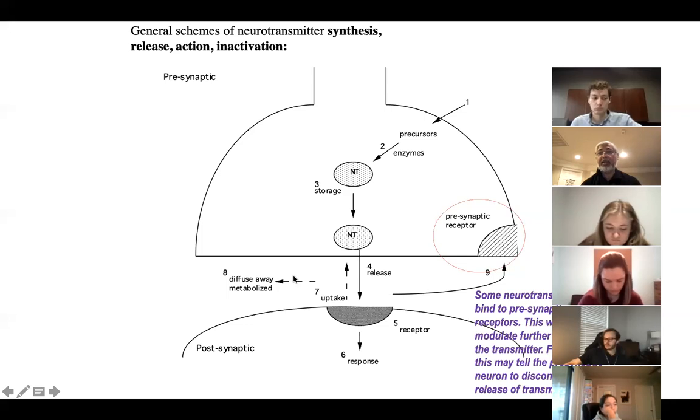their action is terminated. Now, one final event is that some of the neurotransmitter may bind to the receptors present in the presynaptic membrane, and that can modulate the further release of neurotransmitter into the synaptic cleft. Okay, so that completes the process of synaptic transmission.